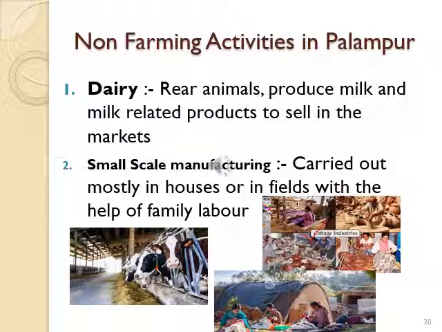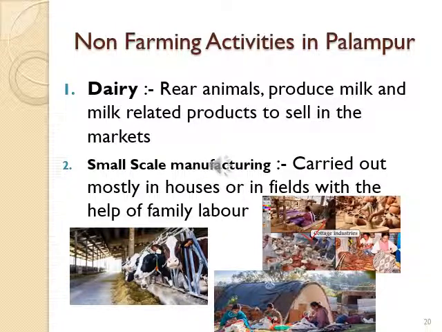The second non-farming activity is small scale manufacturing. Small scale manufacturing here means production on a very small scale with the use of very simple technology. So they are not using sophisticated high tech machines. Of course, they're villagers and they're in the rural areas. So they perform manufacturing on a very small scale, generally taking help from the family labor only. So they are not hiring skilled men from outside.